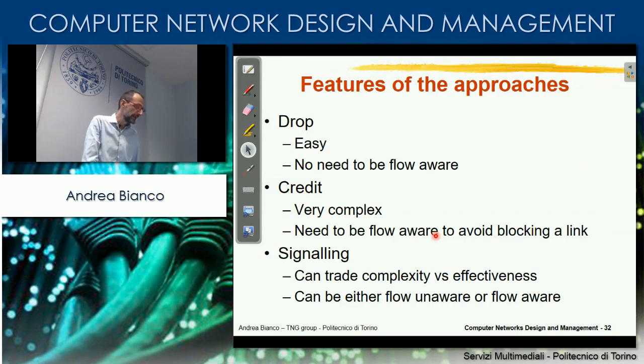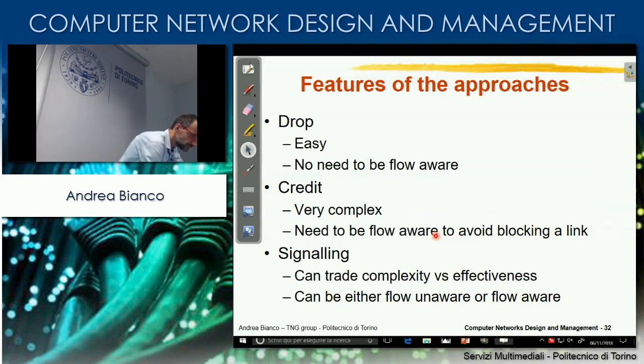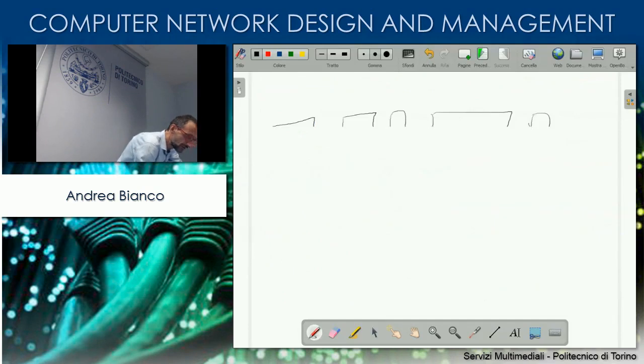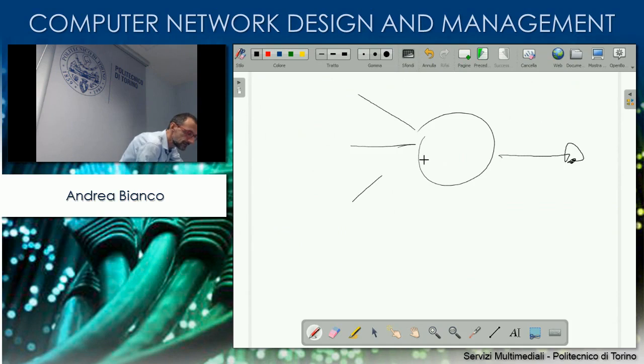The credit-based approach may be very, very complex. Huge complexity in the credit-based management. You must be flow aware unless you want to block a link. You can have a credit-based mechanism link by link. But if you have a single flow which is congesting a link, you block the full link, which may be shared by many, many other flows that may pass through this node and go in another direction. Where is it? Here it is. You may have a scenario in which you have a problem here and you want to block the upstream flows, right?